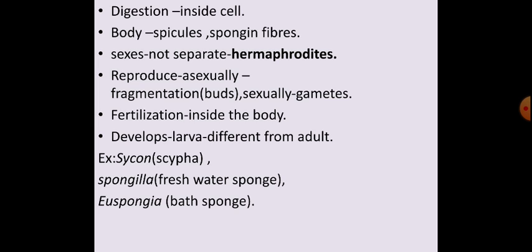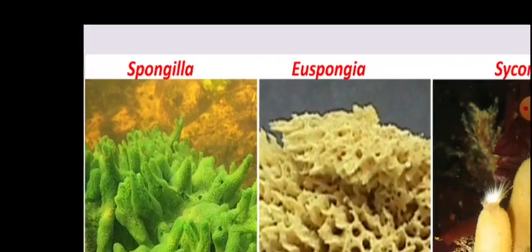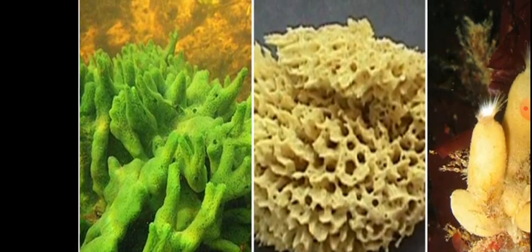Examples belonging to phylum Porifera are some different types of sponges. Examples are Sycon, Spongilla and Euspongia. Sycon is commonly called Scypha. Spongilla is a freshwater sponge and Euspongia is a bath sponge. These sponges are usually used to take a bath. See, this is Spongilla, a freshwater sponge. The green colored one is Spongilla. It looks like this, a freshwater sponge.